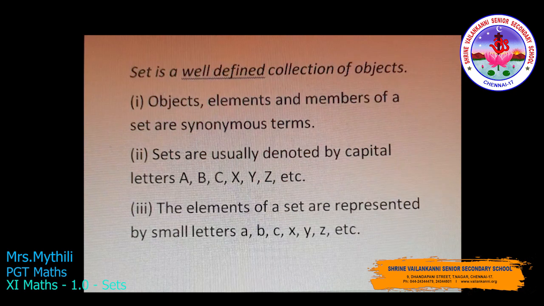Next, what is a set? A set is a well-defined collection of objects. The objects are the elements or members of a set. Sets are usually denoted by the capital letters A, B, C, X, Y, Z, etc. The elements of a set are represented by small letters a, b, c, x, y, z, etc. These are the methods to write a set.